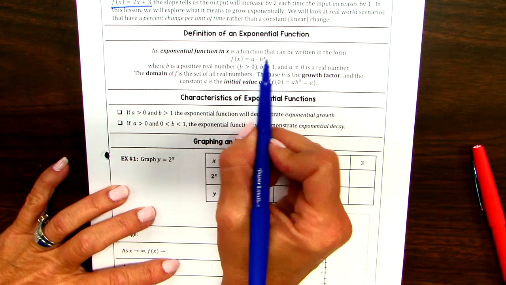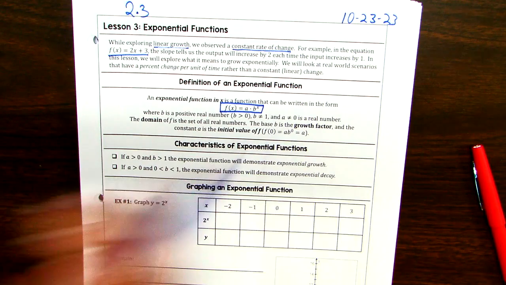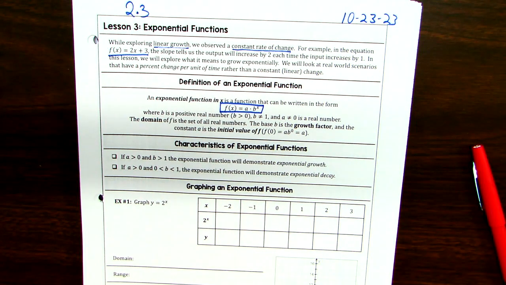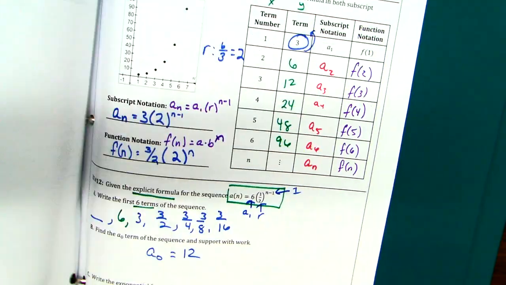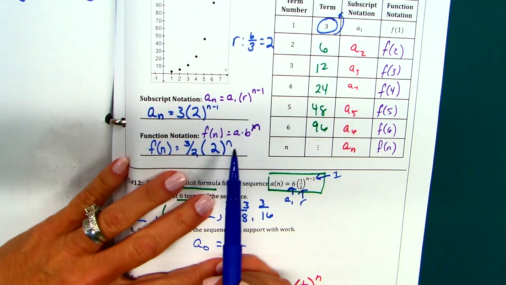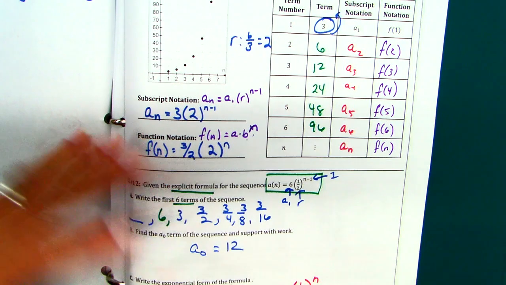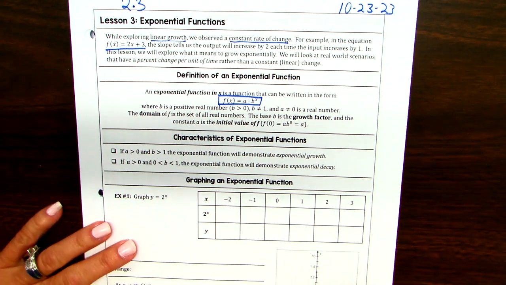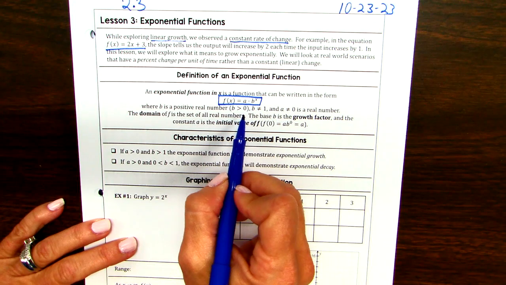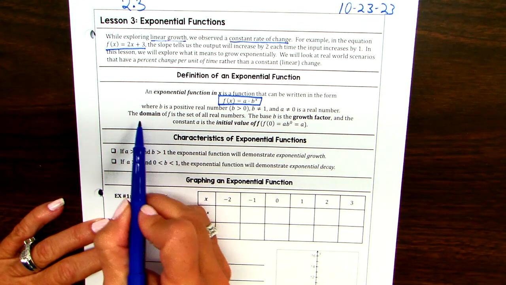An exponential function is a function that can be written in this form. And we wrote them in this form pretty much on Friday. I put an n there. f of n equals a times b to the n, if you remember. Those letters can be anything, and now in algebra we use x's, okay? Where b is a positive real number, and it can't be 1, and a can't be 0, it's a real number. But here's the important stuff.